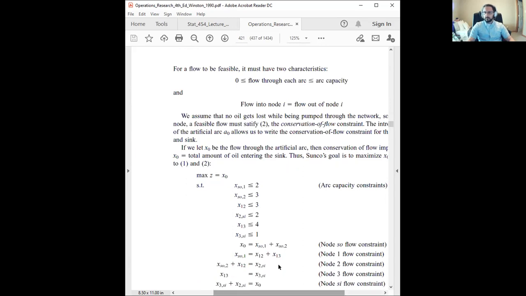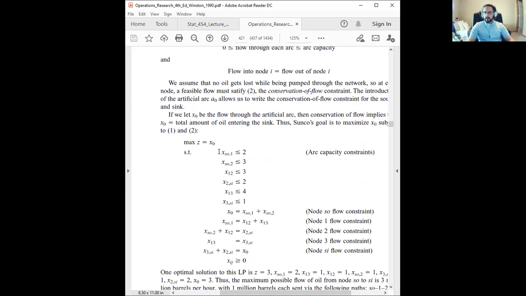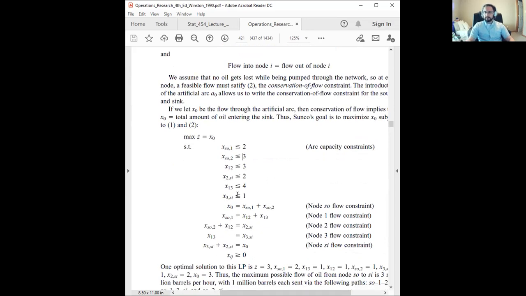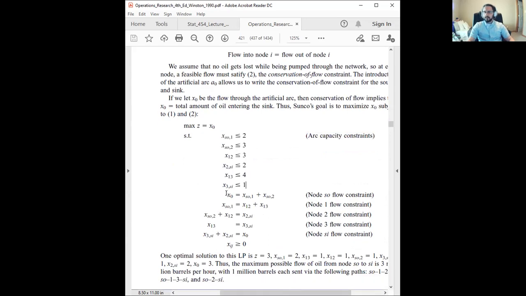So let's see right here. Notice these variables x, SO1, source to 1, being restricted by a flow of 2, SO2 being 3, etc., etc. These are all of the capacities right here. And then there are these balance constraints. So notice that each of these balances flow into a node and out of a node. You have one for every node.